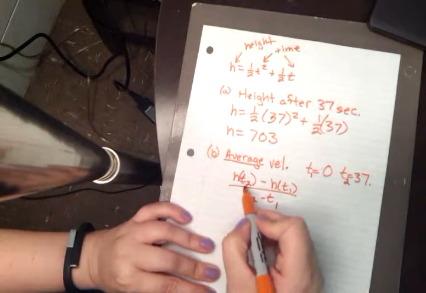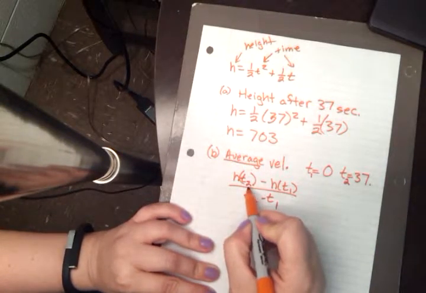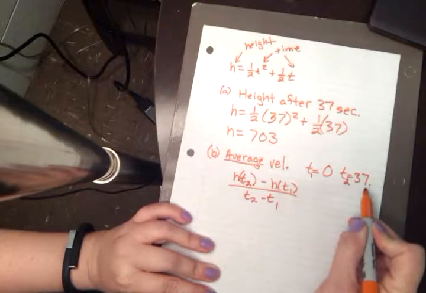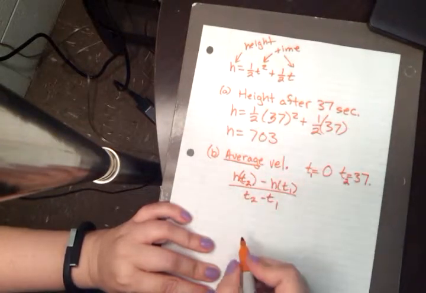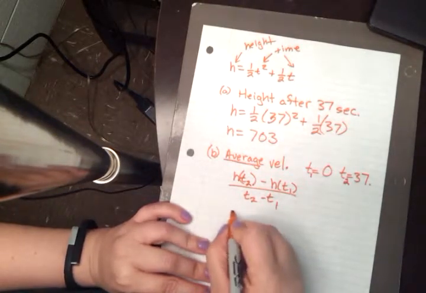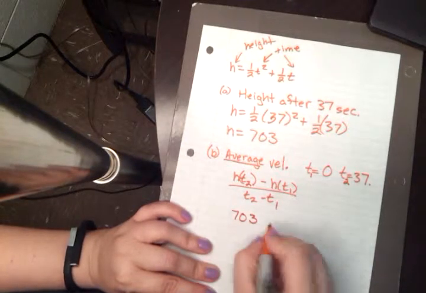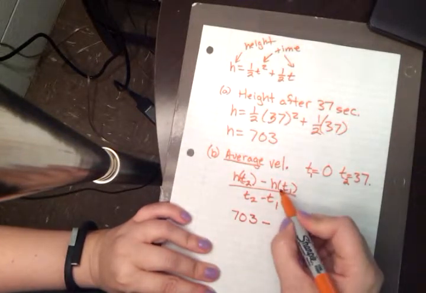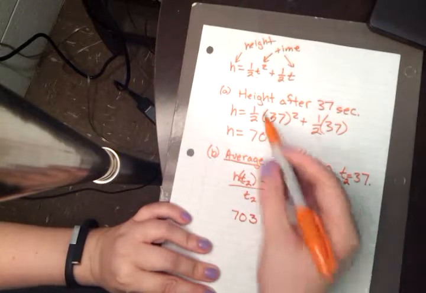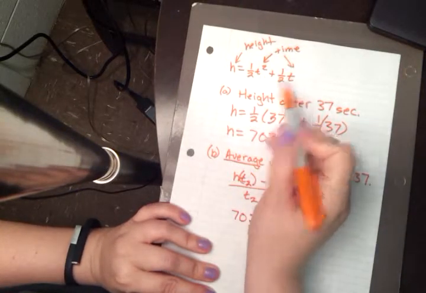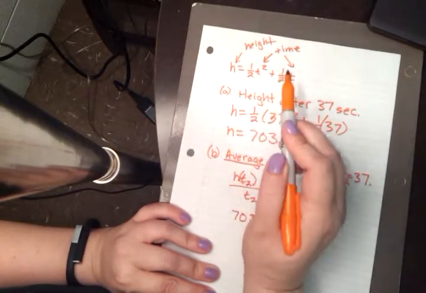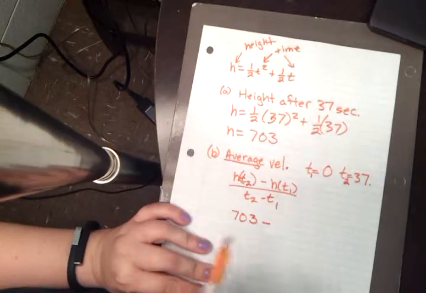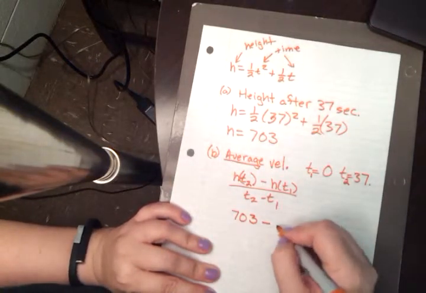Well, it just so happens we know exactly what h of t2 is because we have 37 as our time, and we did h of 37 before. So that's going to be 703. Then I got good news for you. H of t1, t is 0. What happens when we plug in zeros into our original function? Well, anything times 0 is 0, plus anything times 0 is 0. 0 plus 0 is 0.